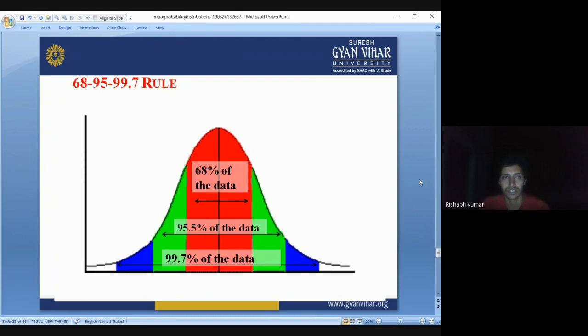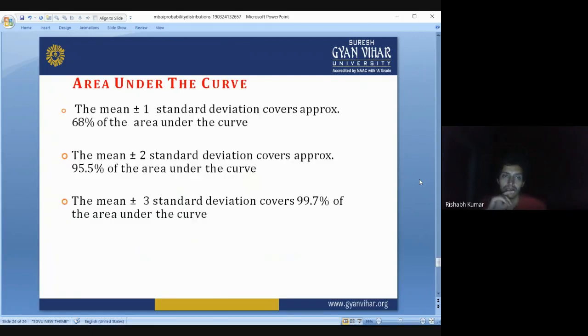It is also known as the 68-95-99.7 rule. Okay, so the mean plus and minus one standard deviation covers approximately 68% of the area under the curve. If you are moving two standard deviations away from the mean on either side, you will be covering 95% of the data. And if you are moving three standard deviations away from the mean on either side, the area under the curve is covering 99.7% of all the area. So you are covering 99.7% of all the data points.